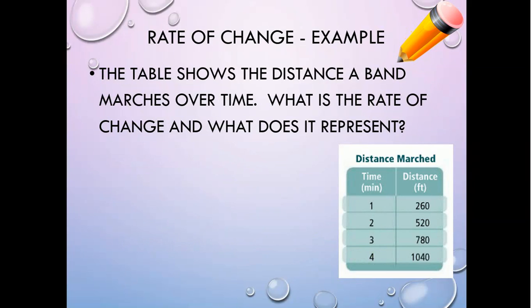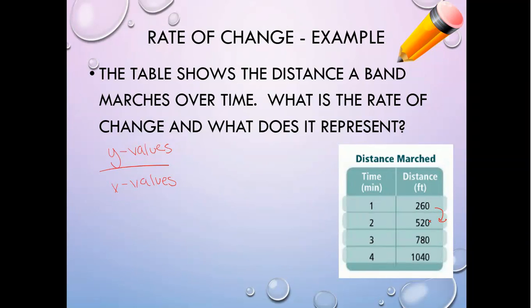So let's take a look at what that actually looks like. I have this table, and it shows the distance a band marches over time. What is the rate of change, and what does it represent? So what I need to do is to find the change in my y values over the change in my x. What's the change in my y values first?